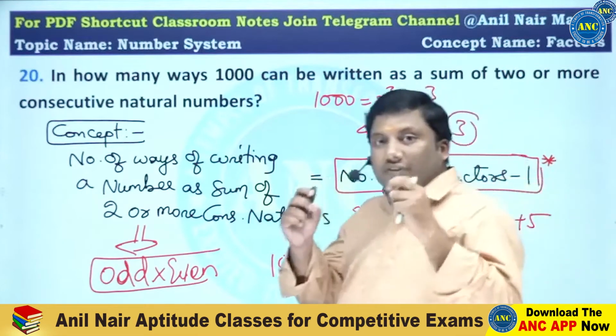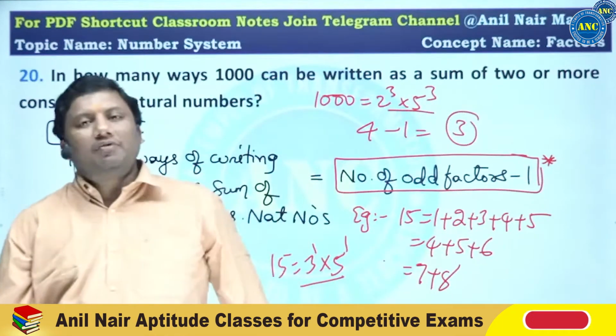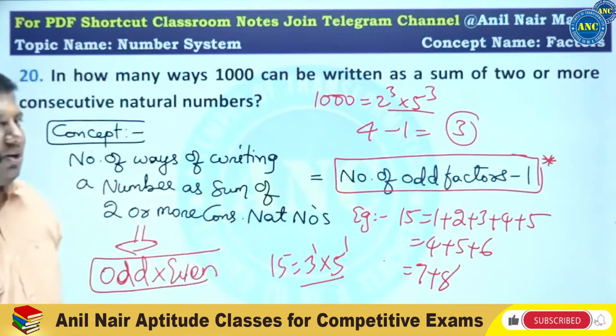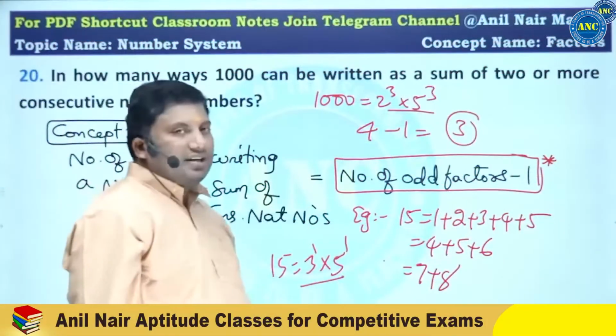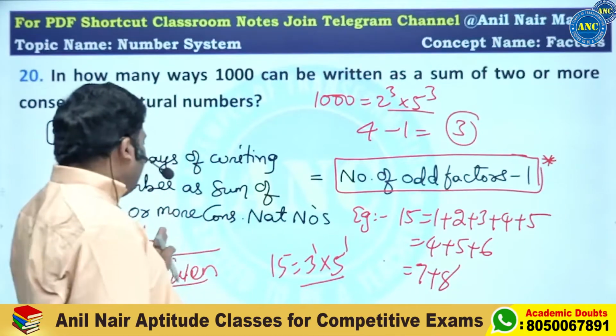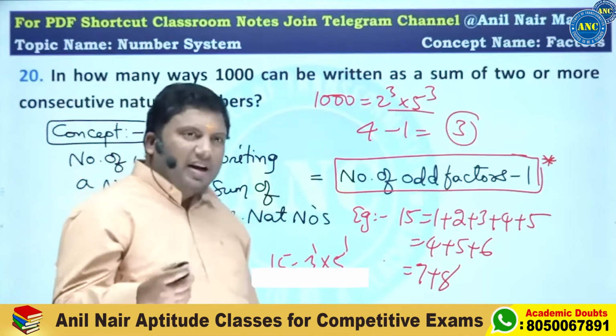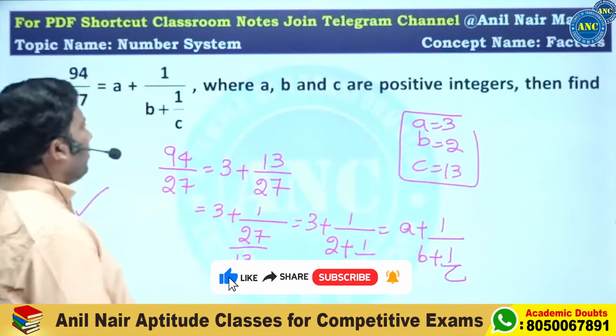The number of ways of writing a number as a sum of two or more consecutive natural numbers is given by the number of odd factors minus 1. Why does this happen? It is odd into even. I will explain it in one more class. Very, very good question it is.